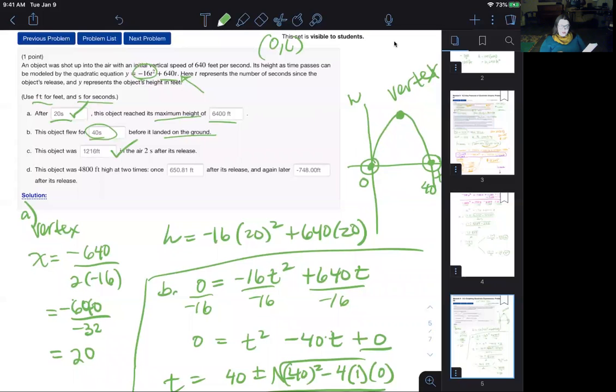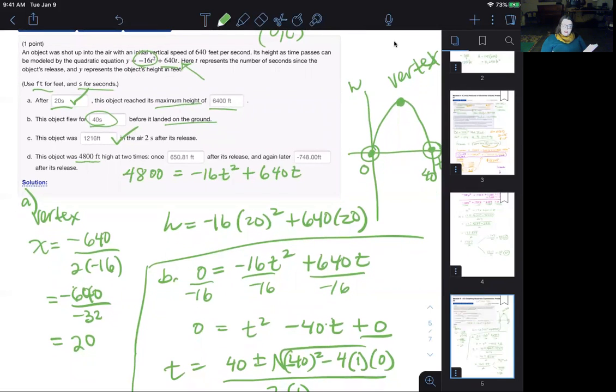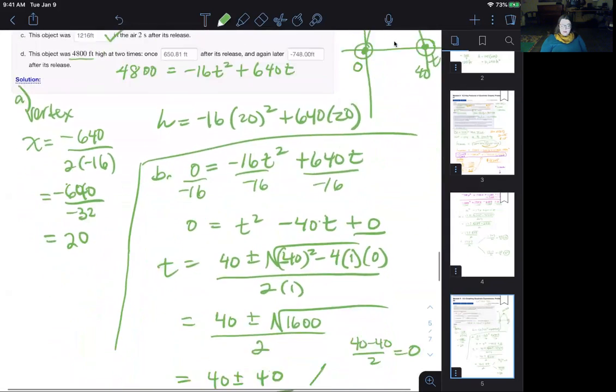I squared it twice. So that's 2, and that's right. Okay, so the object was at 4,800 feet at 2 different times. So when we want to solve that, we would say 4,800 is equal to, that's the height, negative 16t squared plus 640t. So in order to solve this, again, I would want to use the quadratic formula.